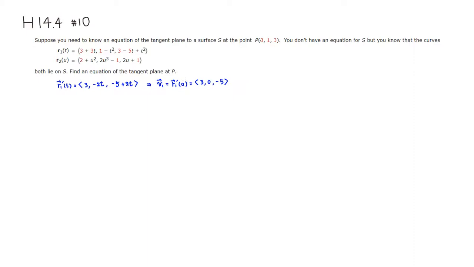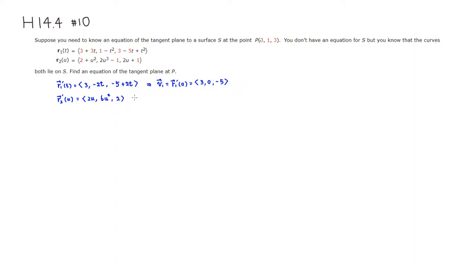All right, so let's do the same thing. We take the derivative of r2 with respect to u this time. So we get the derivative of u squared, which is 2u, comma, 6u squared, comma, just 2.